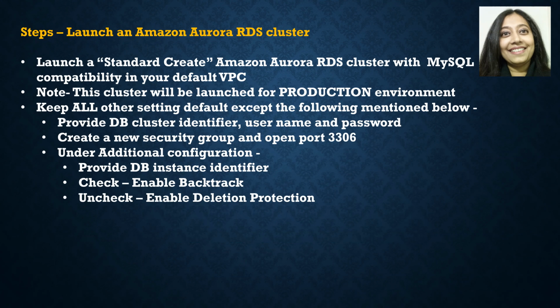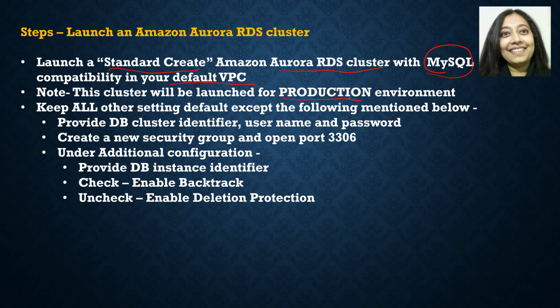Steps for this particular demo. The first thing that we will do is we will launch an Amazon Aurora RDS instance. So we will create this instance as a standard create and ensure that this particular Amazon Aurora RDS cluster is MySQL compatible. You can launch this cluster in any VPC that you like. For this particular demo, I will launch this cluster in my default VPC. Ensure that the cluster that you launch is for the production environment because the backtrack feature is enabled for the production environment cluster only.